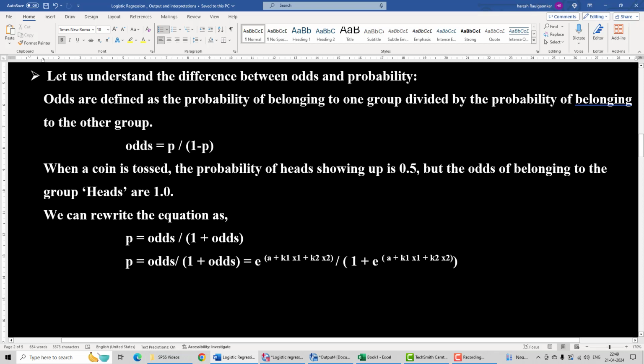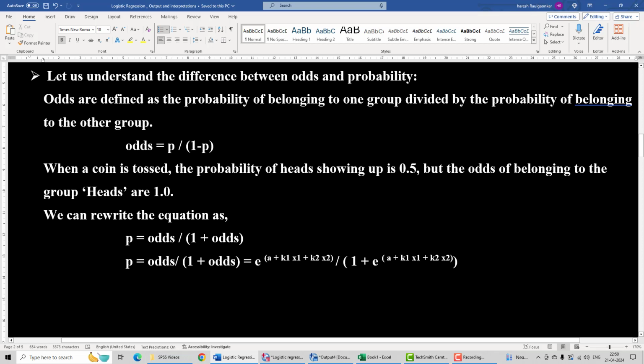To understand it in a better way, when we toss a coin, the probability of heads showing up is 0.5 and the probability of tails showing up is 0.5, right? So when we want to calculate the odds for heads, we get probability of heads upon probability of tails, which is 0.5 upon 0.5, and hence the odds for heads will be 1.